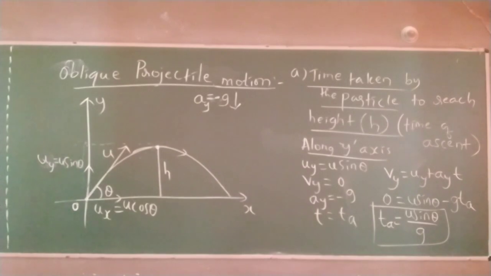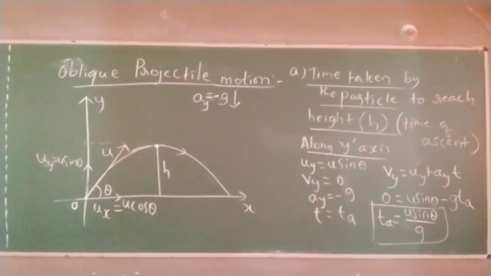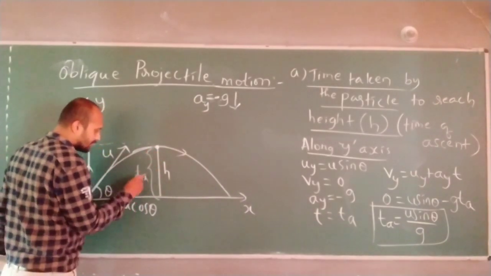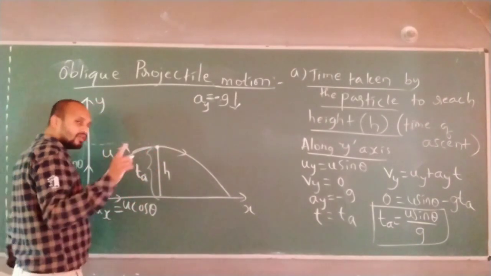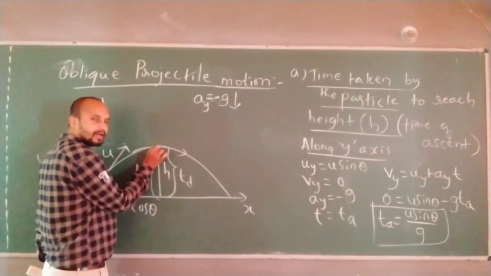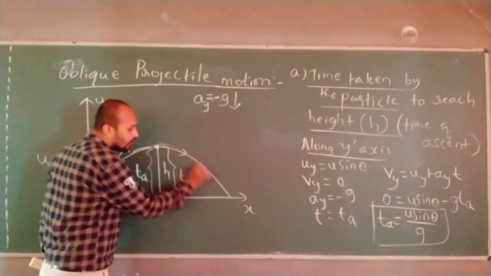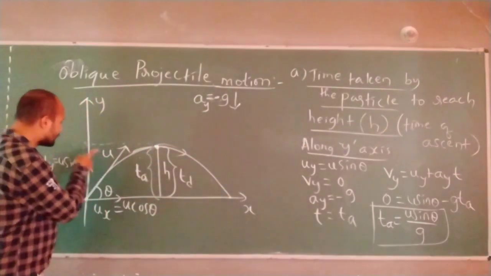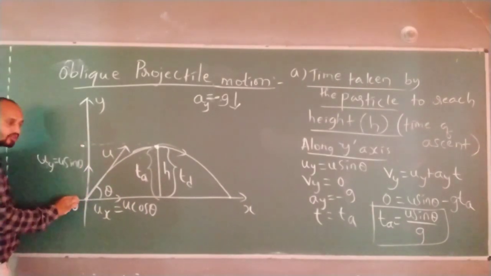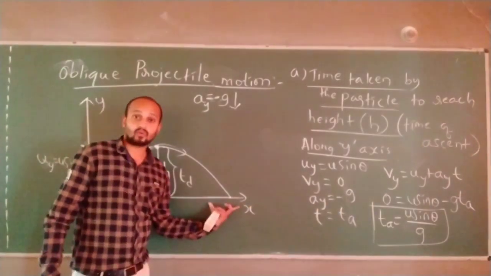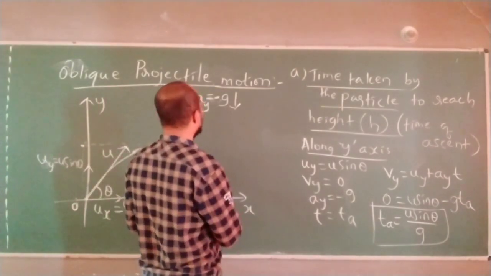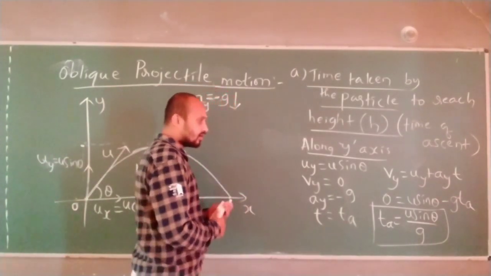Next, what is that? Maximum height. This will be the time of ascent, previously I have shown. And we know that time of ascent will be equal to time of descent. Time taken by the particle to travel from this point to this point. Whatever the upward motion is, that is the time of ascent. The downward motion, to come back to the original level or original height, is the time of descent. And we know that time of ascent is equal to time of descent.